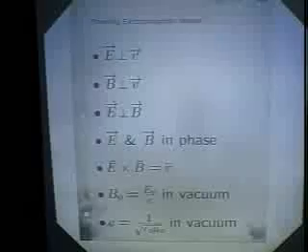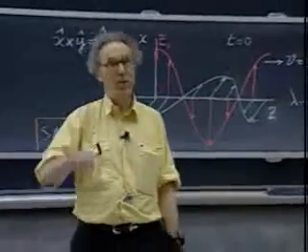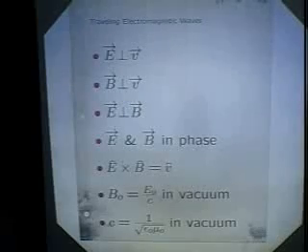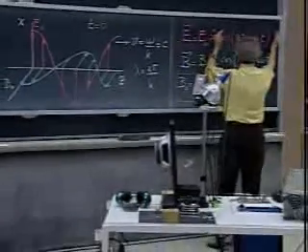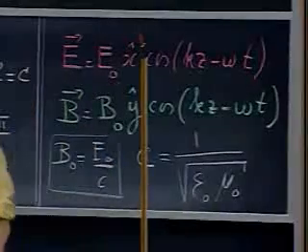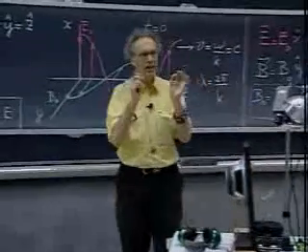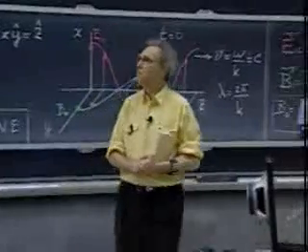E is also perpendicular to B. That's what I did. E in the X direction, B in the Y direction. E and B are in phase. That is like saying, if this is cosine kz minus omega t, this also has to be cosine kz minus omega t. They simultaneously go through zero, and they simultaneously reach a maximum.